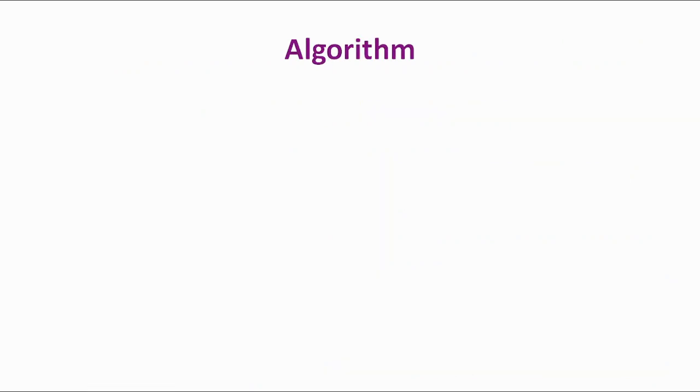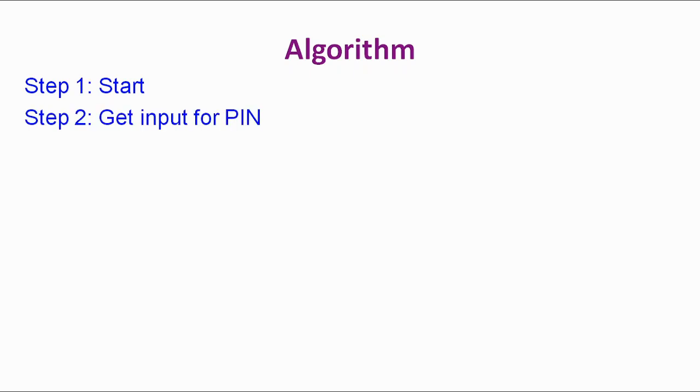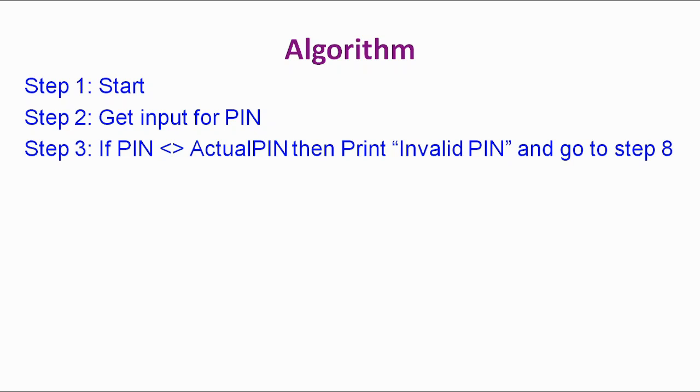Here is the algorithm for the steps we identified for the ATM machine's code. Start the algorithm. Get the PIN number as input. If the PIN number entered is not equal to the actual PIN number, then print a message that invalid PIN number entered and go to the end of the algorithm.